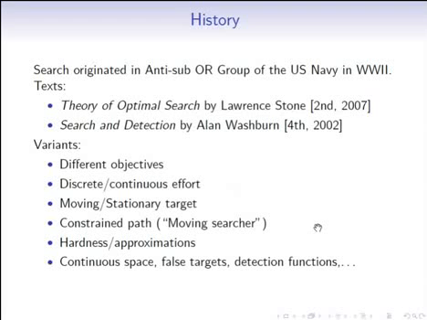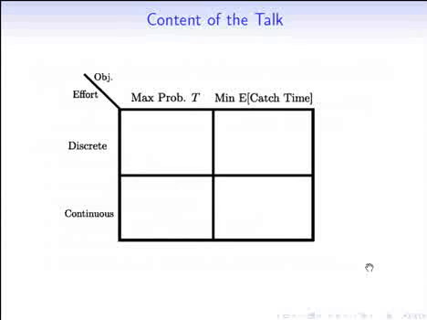Your search could be constrained to create a path, so this is like the searcher is a moving person. You could have more theoretical questions like, is this problem hard? Can you approximate it? And there's lots and lots of other variants like continuous space, faults, targets, different kinds of detection functions, etc. But for the purposes of this talk, we're going to just focus on 4 different variants. We're going to consider the 2 objective functions that we mentioned at the beginning, the maximize probability objective and the minimize expected catch time objective. And then we'll talk about discrete effort and continuous search effort towards the end of the talk.